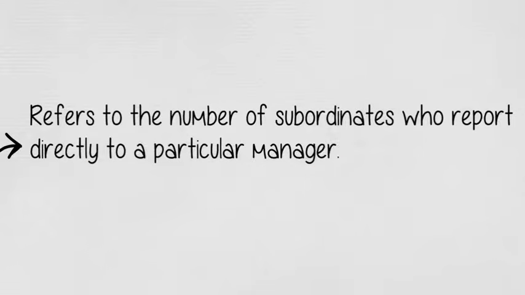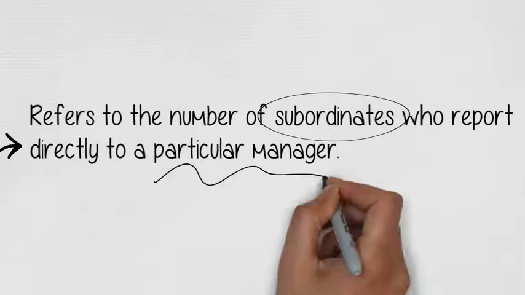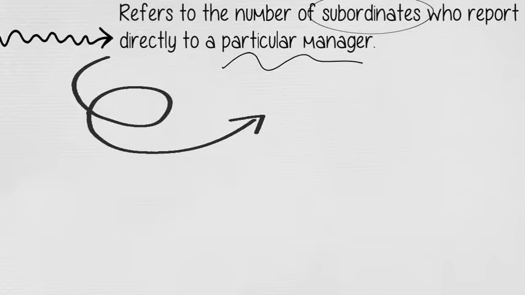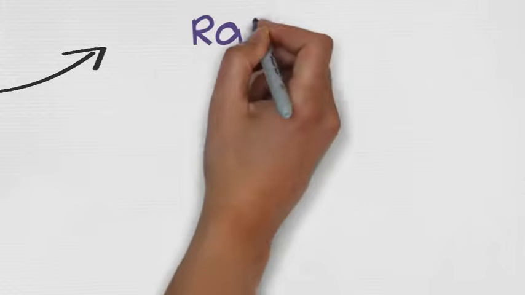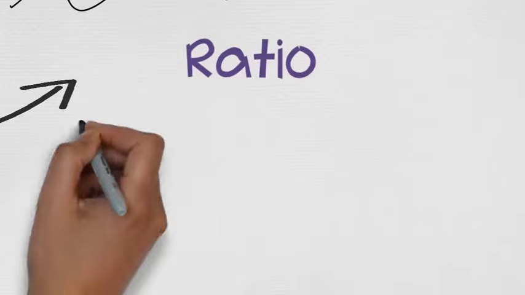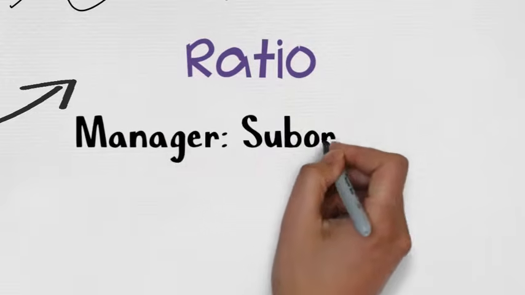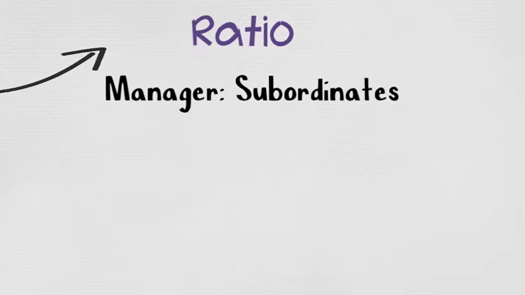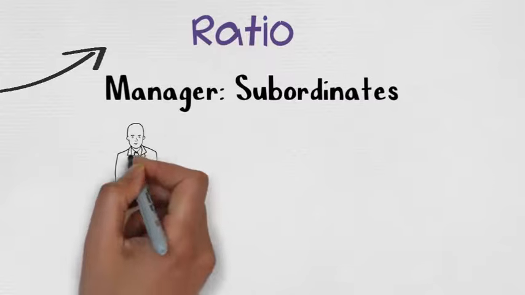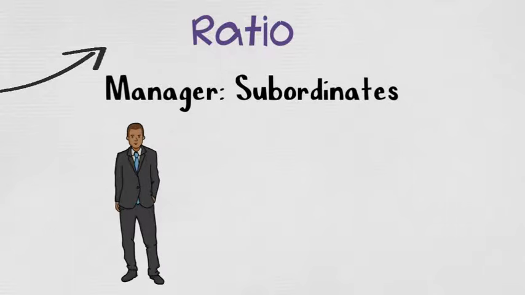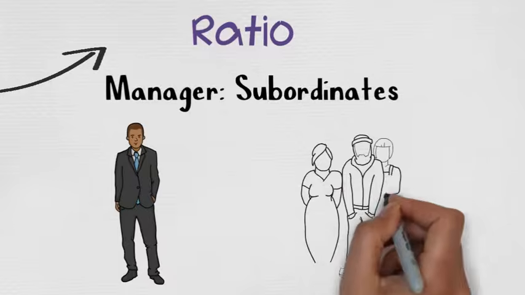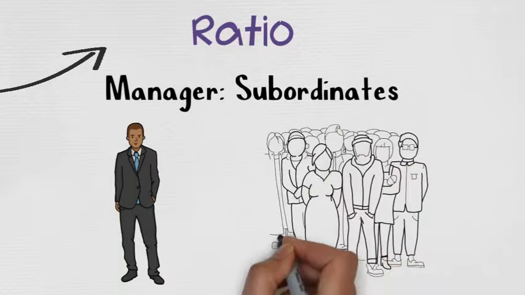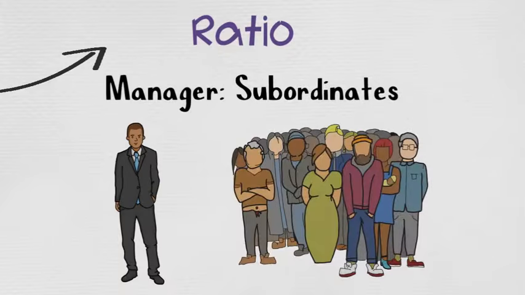Let us repeat this definition. It refers to the number of subordinates who report directly to a particular manager, and it is expressed in the form of a ratio. A ratio means there's one manager versus a number of subordinates. Let's consider the example. In the below picture, you have one manager that is responsible for a number of subordinates on the right. You can count about 10 to 12 subordinates over there.